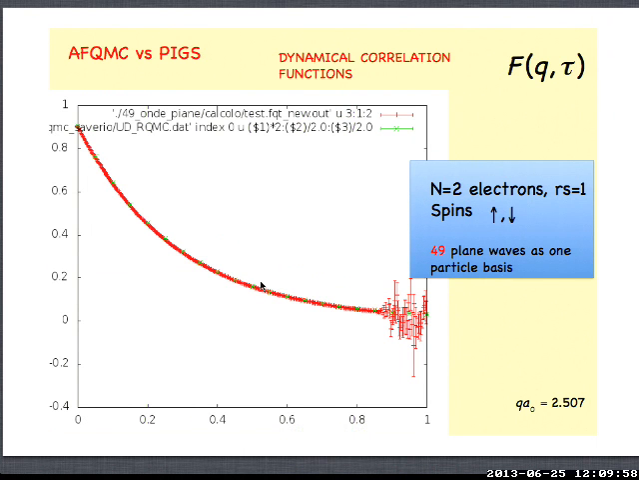This is a comparison with a path integral ground state technique, PIGS, which for this system is exact because there is no sign difficulty here. One up, one down. You have a bosonic system, and the agreement is quite close. Of course, PIGS cannot use a finite basis set. It has to consider an infinite basis, and it's interesting that we reproduce PIGS results.